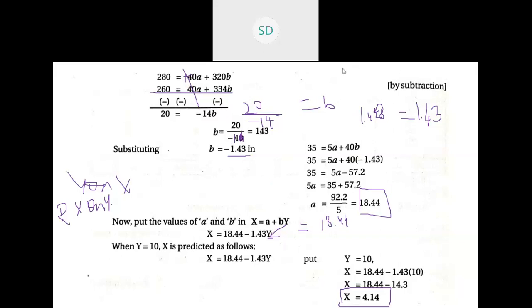Any doubts in this question? Any part you want me to solve again? Or did you all understand? So everybody understood.